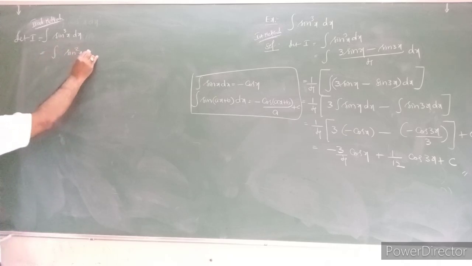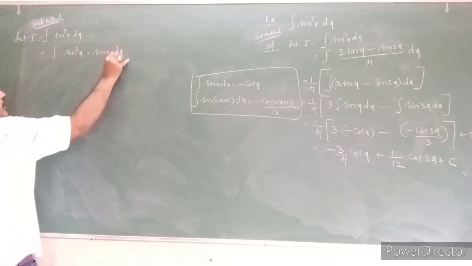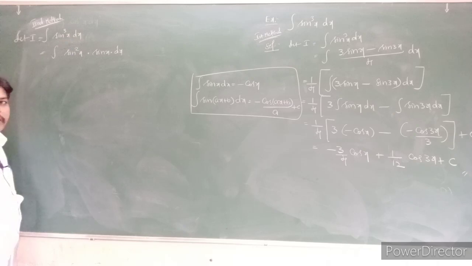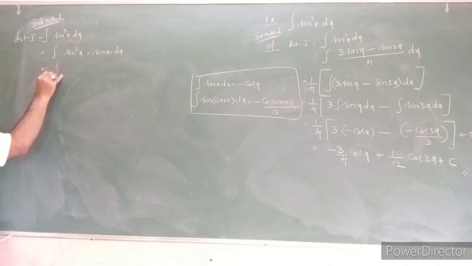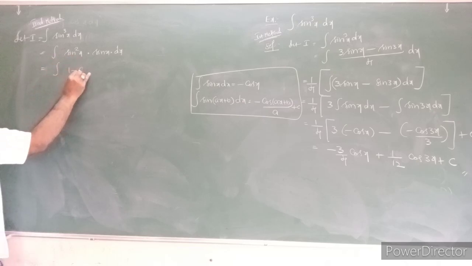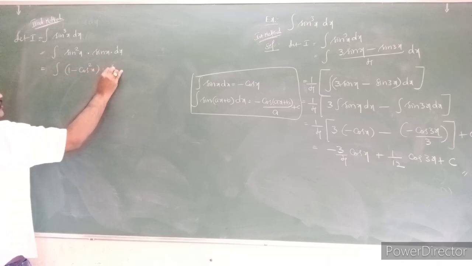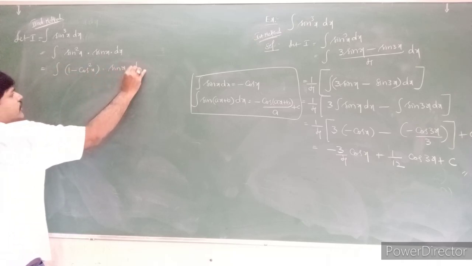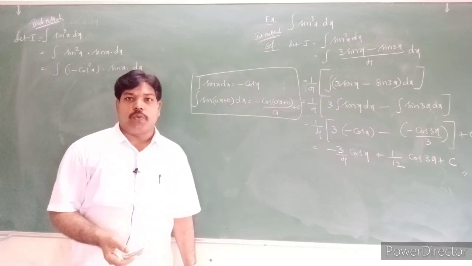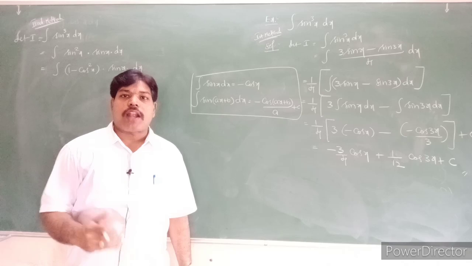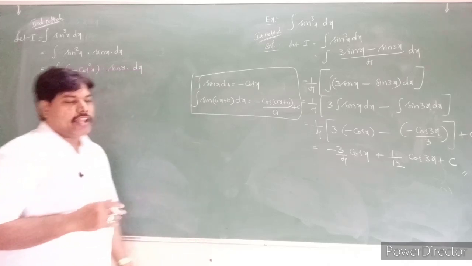square x into sin x into dx. The sin cube x I have written as sin square x into sin x into dx, and this sin square x you can write as 1 minus cos square x, into sin x into dx. Sin square theta plus cos square theta is equal to 1, so sin square theta is nothing but 1 minus cos square theta. That's why I have taken this formula.